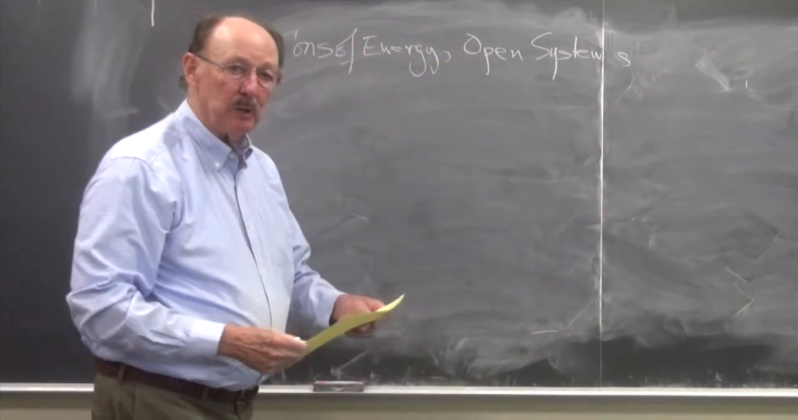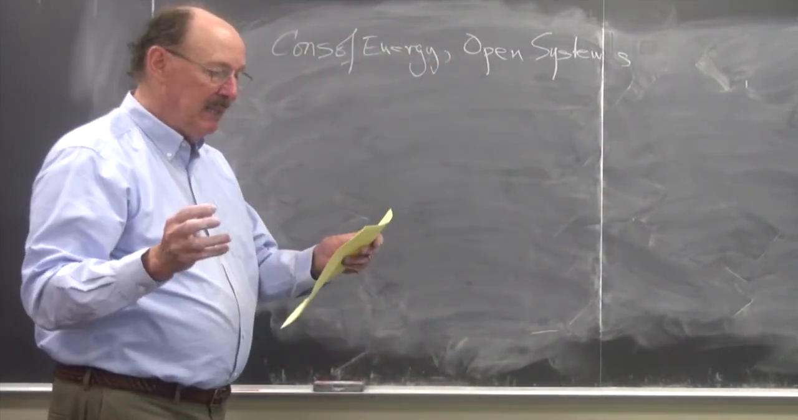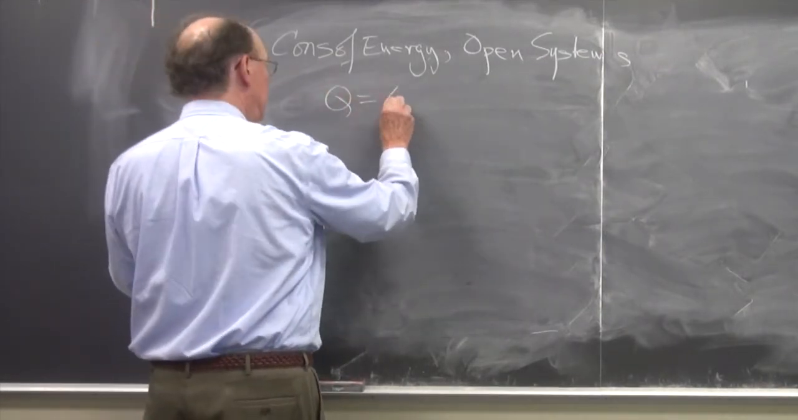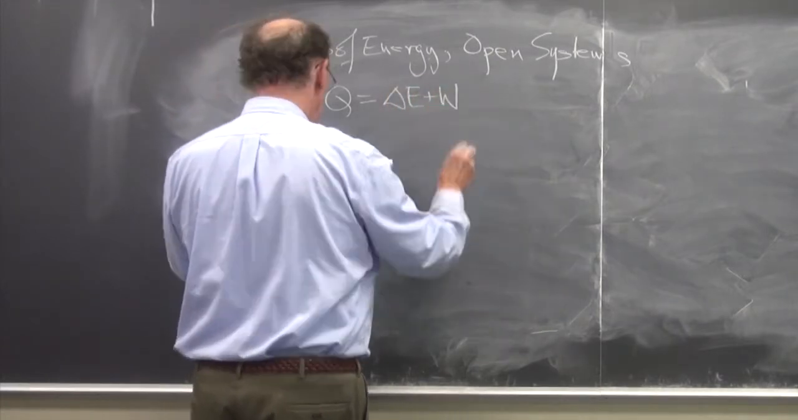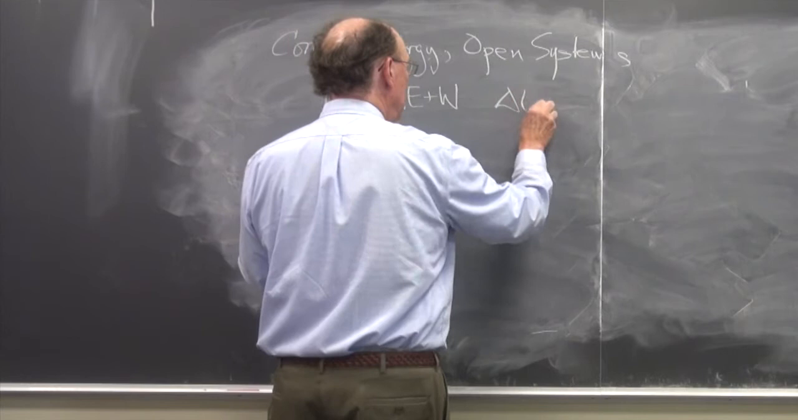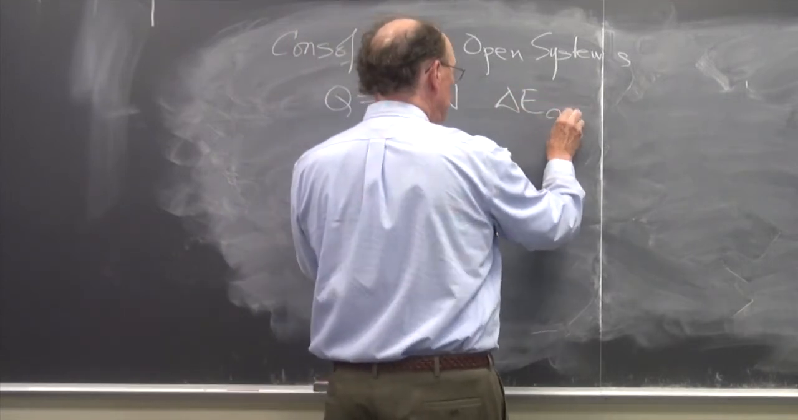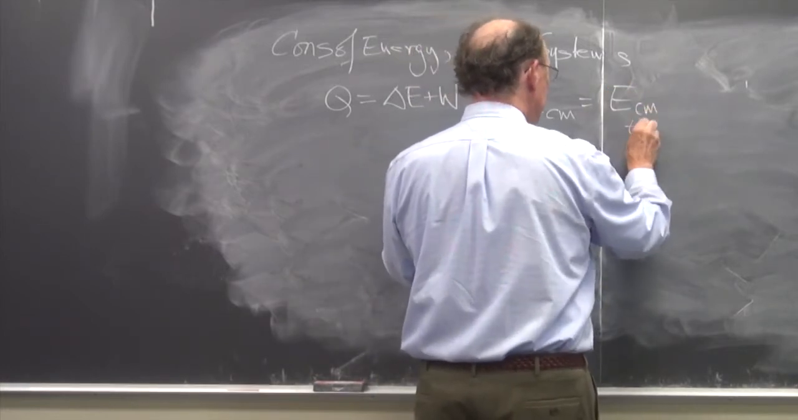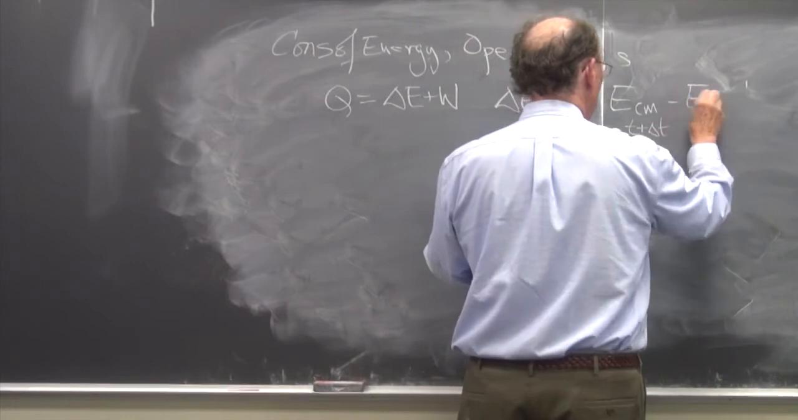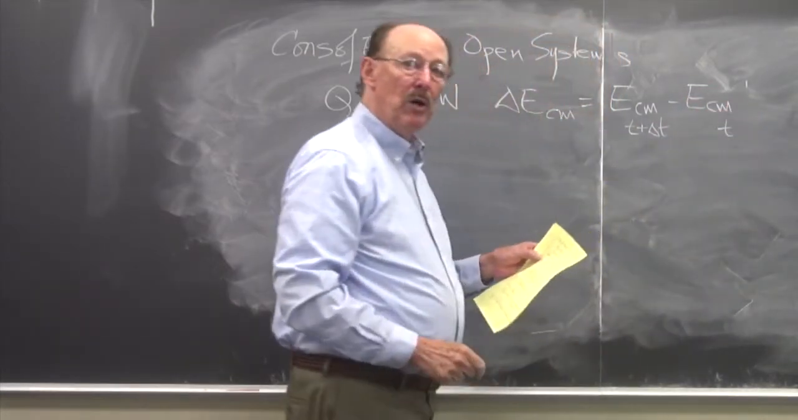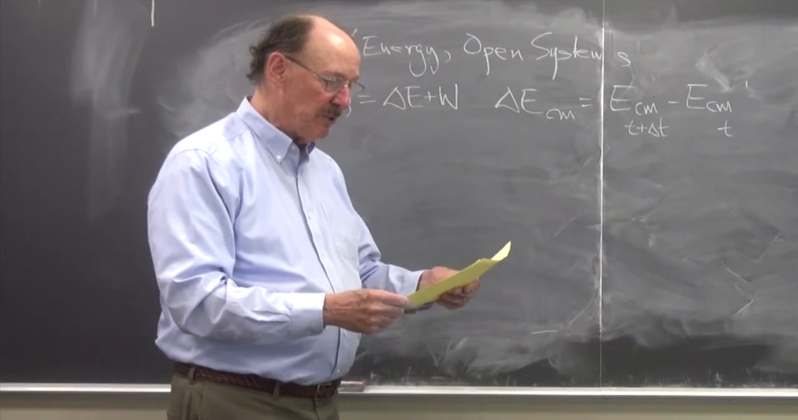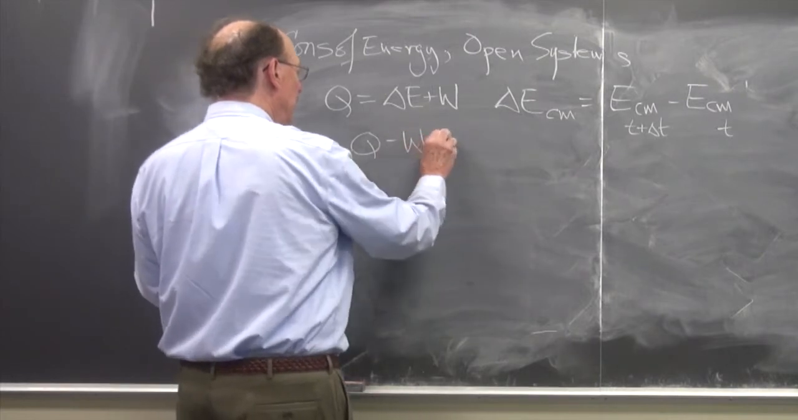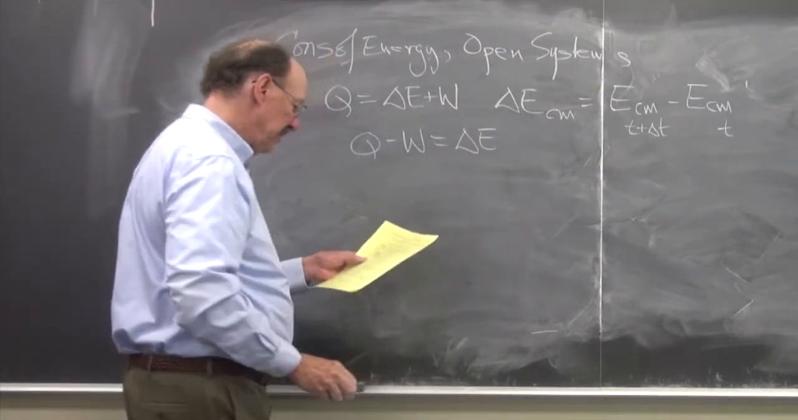And so what we're going to do is apply the first law for closed systems. Q is equal to delta E plus W. And we're going to let delta E, the change of the energy of the control mass, be equal to E of the control mass at t plus delta t minus E of the control mass at time t. So just as we did with the conservation of mass, I have Q minus W is equal to delta E. I'm just rearranging the equation there.